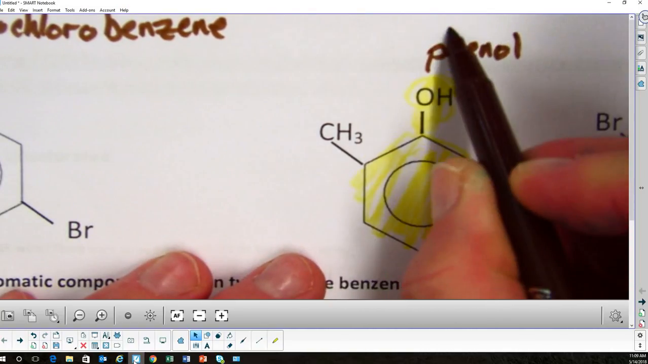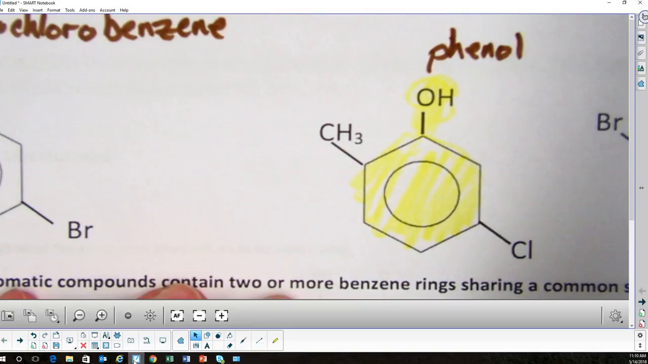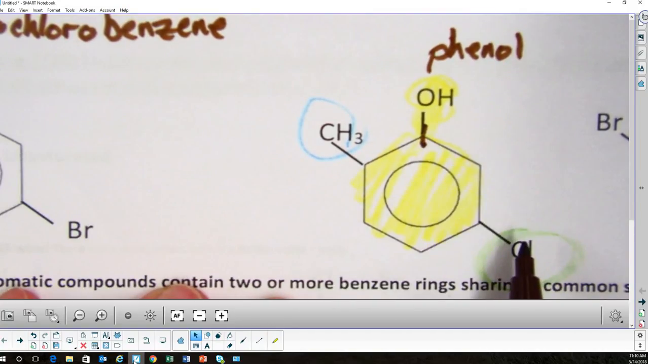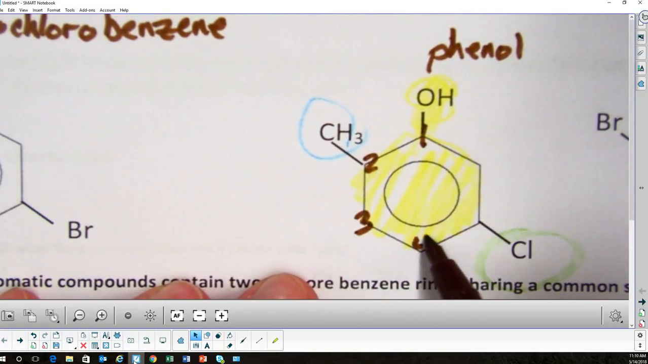Phenol. Okay, phenyl is when I have a benzene ring attached to a longer chain. Okay, so then I have two things coming off. I have my methyl group and I have a chlorine group right here. How am I going to number it? Well, if I'm going to use this as a phenol, that's number 1. Am I going to number it towards the chlorine or towards the methyl? To the methyl, because I want the lowest numbers. So I'm going to number it this way.